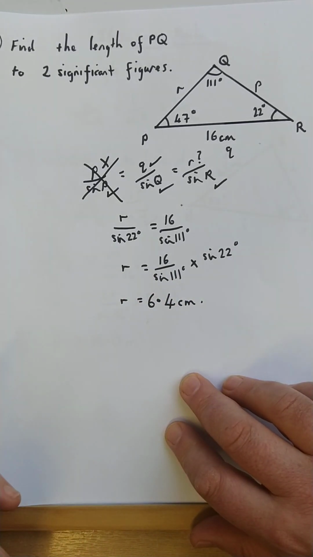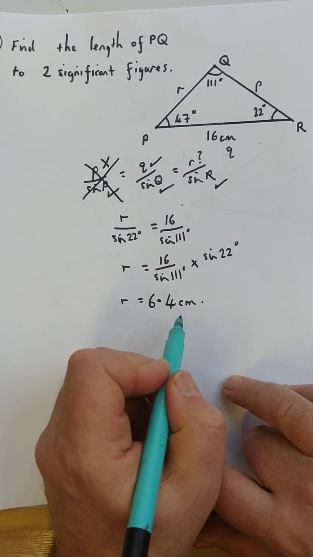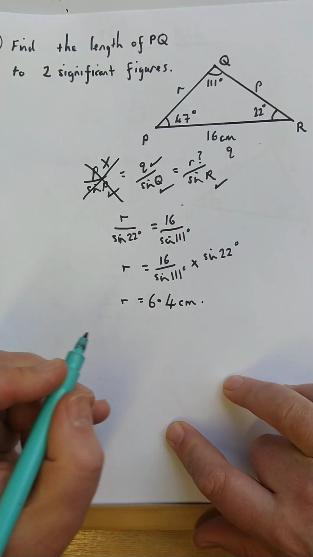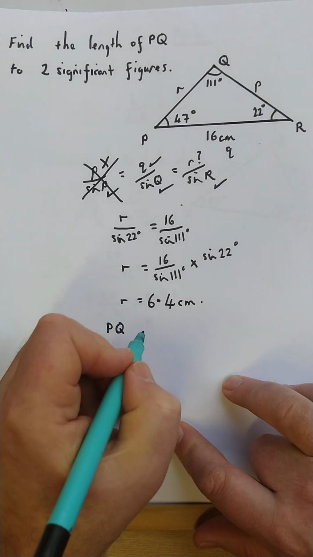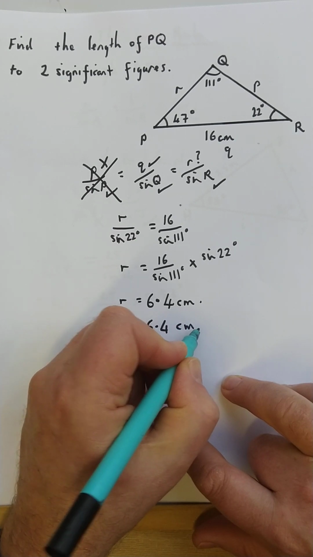centimeters. Please note the question said find the length of PQ, and although I'd probably get away with it in the exam of writing small r, I should probably use what the question asked, so I will change it back and put PQ, since that's the way they asked the question, equals 6.4 centimeters.